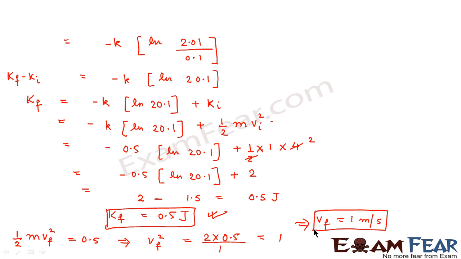Correct? So what did we do? We did nothing special here. We just did simple mathematics. We just took help of the work energy theorem. We put in all the values and calculated. So we found out the final kinetic energy and the final velocity of the block when it crosses and comes out of the rough patch.